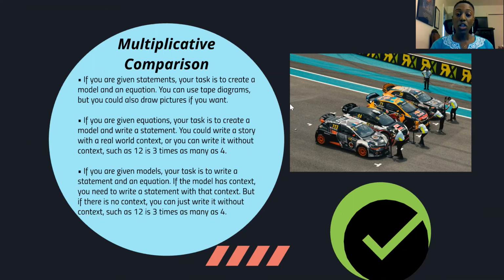So to summarize all of your steps for your next task, you're pretty much just going to think, what form am I given? Am I given a model? Am I given an equation? Or am I given a verbal statement? And then from there in the workspace, you're going to make sure that you do the other 2 forms. So if you have a statement, draw a model and an equation. If you have an equation, draw a model and write a statement. And if you have a model, write an equation and a statement. This way you're going to be so flexible because you'll know how to represent multiplicative comparison in 3 different ways.